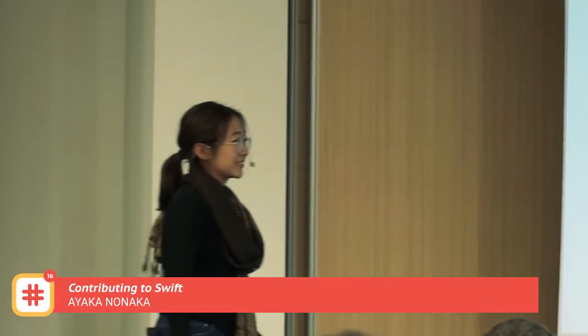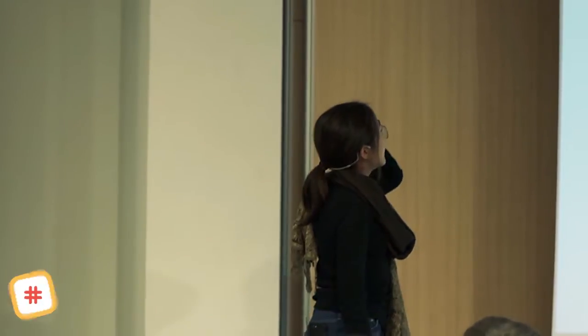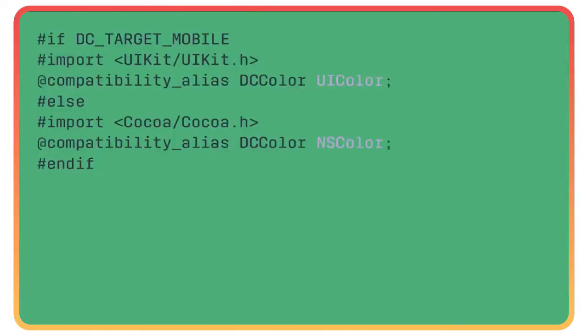So DC color looks like this if you're curious. On platforms where there's UI kit, it compatibility aliases to UI color, and on macOS, it is NS color. I don't know about you, but I've never seen compatibility alias in Objective-C before until I ran into this bug. Has anyone in here actually used this before? No? Zero hands? So it's basically like type alias in Swift.